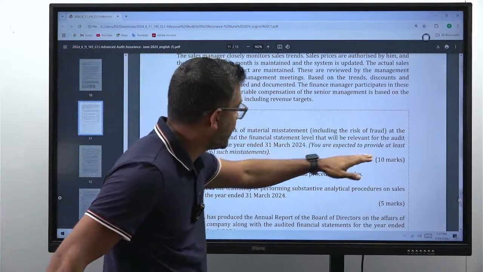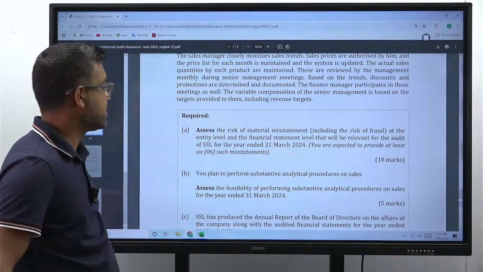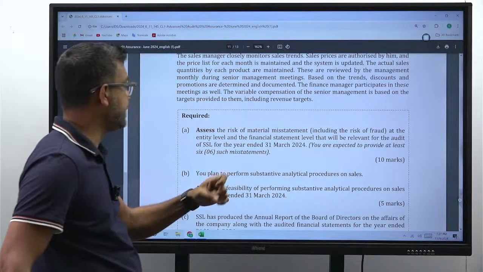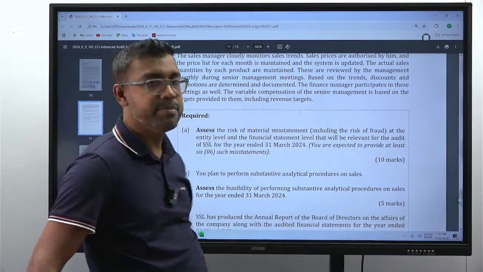You are expected to provide at least 6 such misstatements. Which misstatement? Risk of having material misstatement.